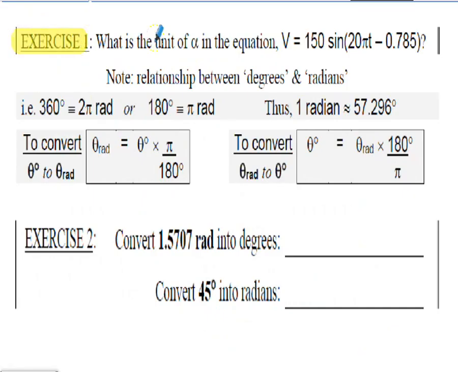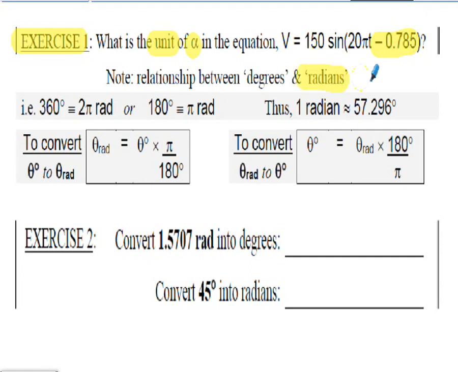Exercise 1 here asks us to state the unit of alpha in the equation v is equal to 150 times the sine in brackets of 20 pi t minus 0.785. From the format of v is equal to A times the sine of omega t plus or minus alpha, this is the alpha term. It's a negative term, it's a lagging term. And because there's no degree symbol, that 0.785 is actually in radians.